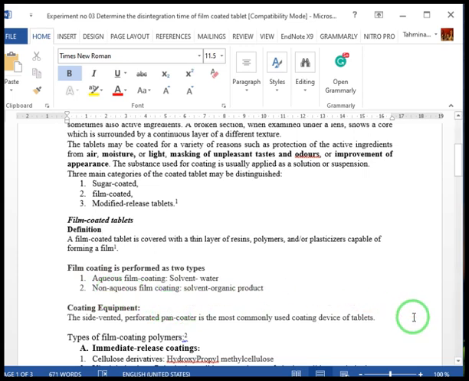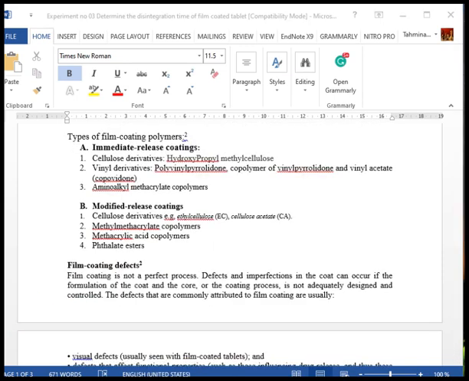Okay. Now, coating equipment. Definitely, there is some equipment required for the coating. The side-vented perforated pan coater is the most commonly used coating device for tablets. Types of film coating polymers are two types: immediate release coating and number two, modified release coating.